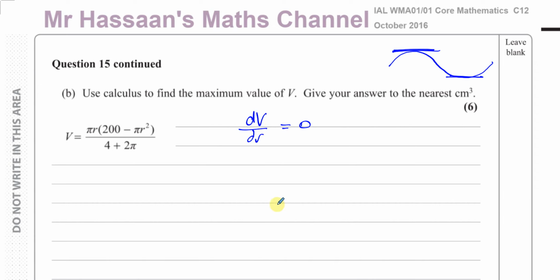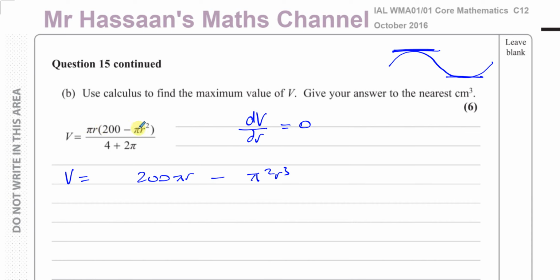First we've got to find what dV/dr is. Now the way it looks here is not very friendly for finding dV/dr. So what I'm going to do is first of all separate this into 2 separate fractions. So I have V equals pi r over 4 plus 2 pi, minus pi r squared, so pi r times 200. Let me first of all expand it. So I have 200 pi r minus pi squared r cubed.